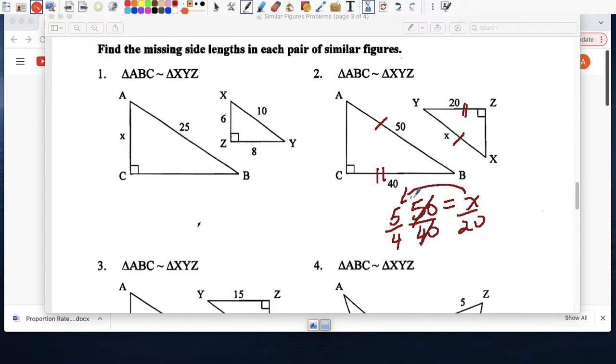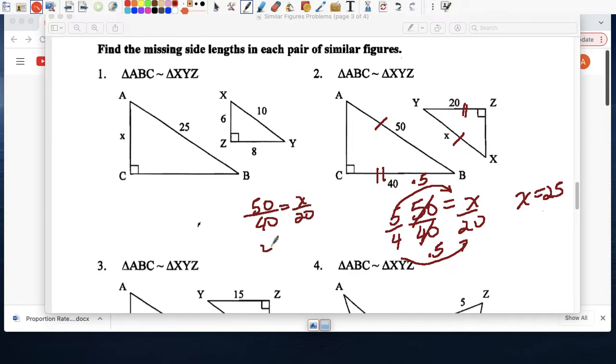So x times, sorry, 20, how does 20 become 4? Divide by, sorry, okay, went the wrong way. We're going this way. So 4 times what's 20 is times 5. So over here, 5 times what? 5 times 5, we're going to apply the same multiplier, and 5 times 5 is 25. So x equals 25.